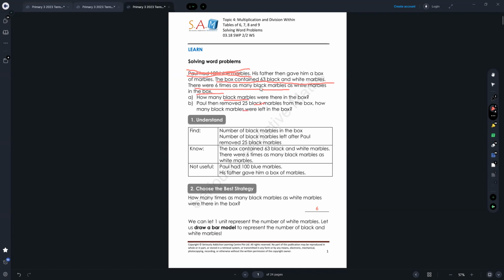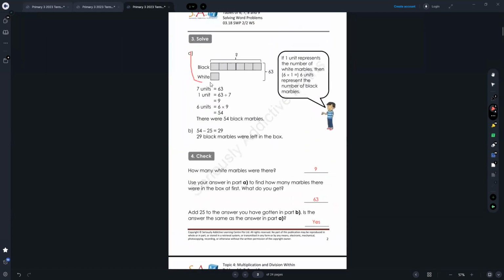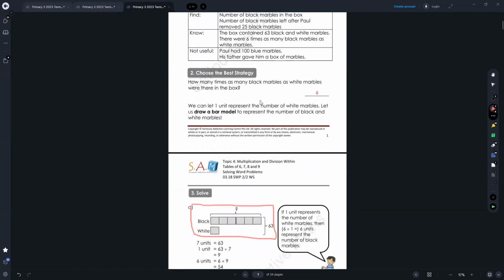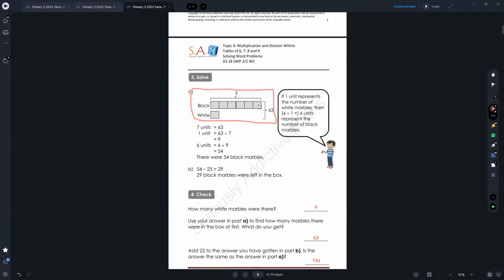So what I would like you to do is to find out whether they can draw this representation here. Give them a piece of scrap paper and ask them to draw. How would you draw this part when the box has 63 black and white marbles, and there were 6 times as many black marbles as white marbles in the box? Let's see whether they know. Those who have been with us in P2 would have learned it. I'm not sure whether they remember it. Some students have already learned it this term from school. So that's why I need to sense check.